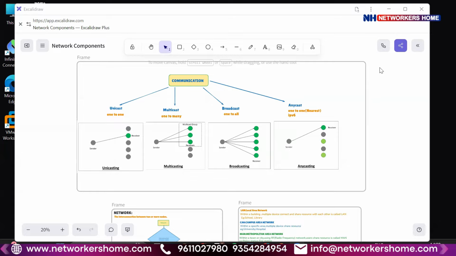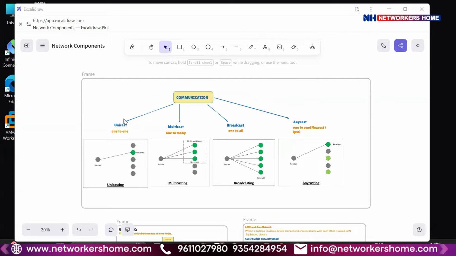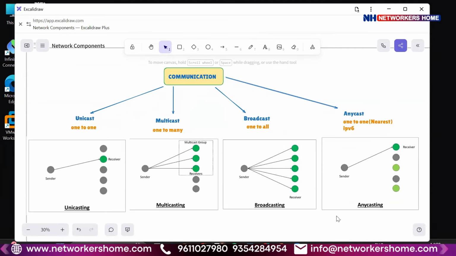Here from the basics, we are going to start with networking. The first thing we are going to learn is communication. Here you have 4 types. First one is unicast.